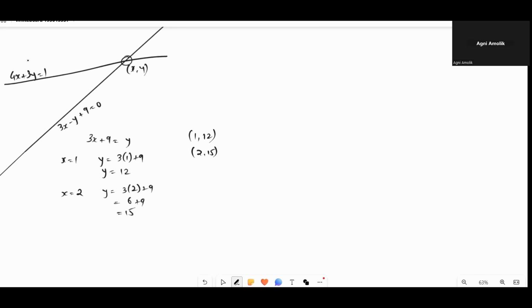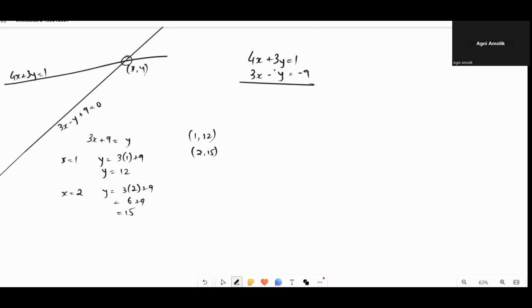So what do we do? We write both the equations. First equation is 4x plus 3y is equal to 1. Second equation, we need to write it in the same format. That means we'll take the number term to the other side. So 3x minus y is equal to minus 9. This plus 9, if you take it to the right, it will be minus 9. Then we have to solve it simultaneously.